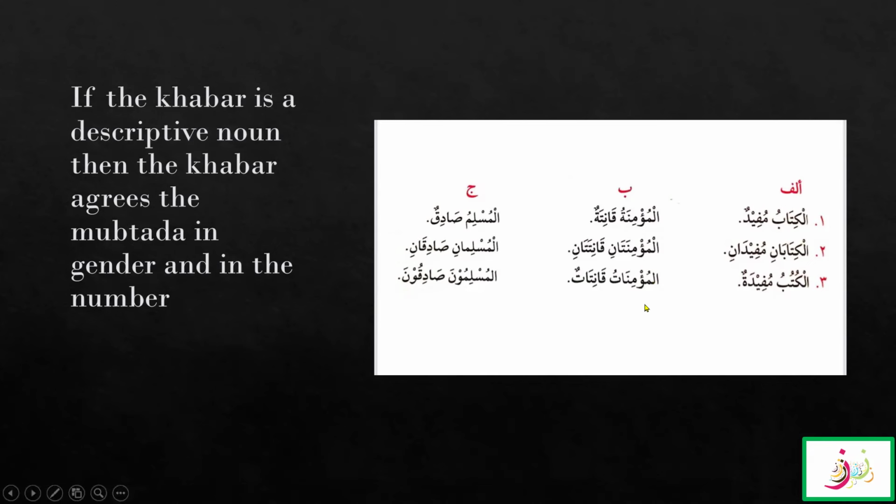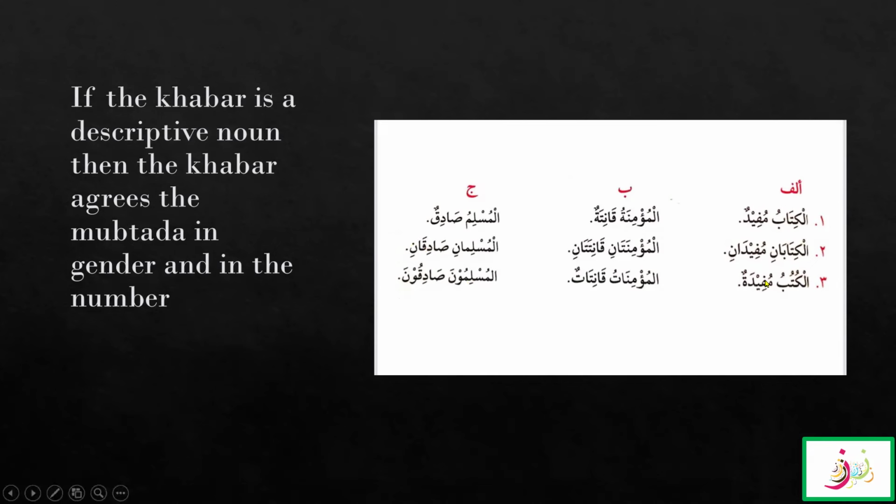Al-mu'minatu qanitatun. Here again, al-mu'minatu is feminine plural, and here the descriptive noun is used as feminine plural as well. Al-muslimuna sadiquna. Again here, this is the plural jama muzakkar salim. So that is why it is agreeing with gender and number. So here, mubtada and khabar both agree in gender and number.